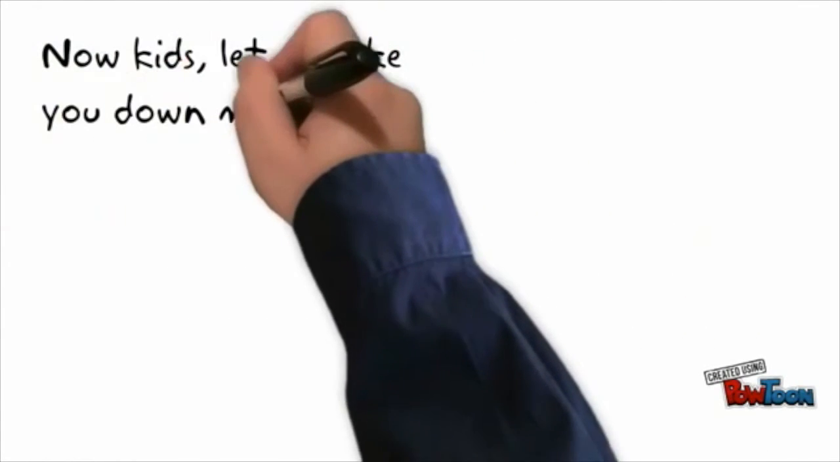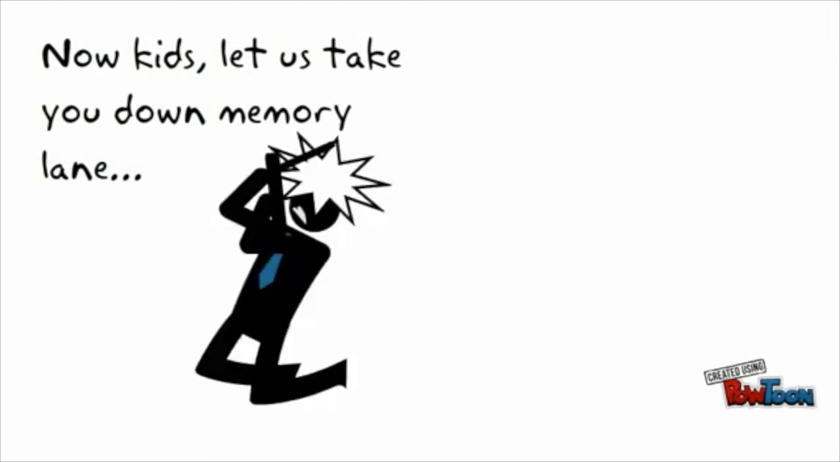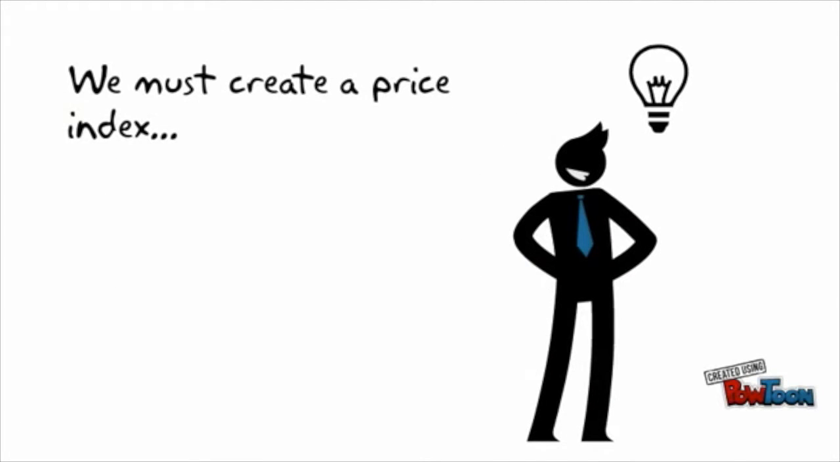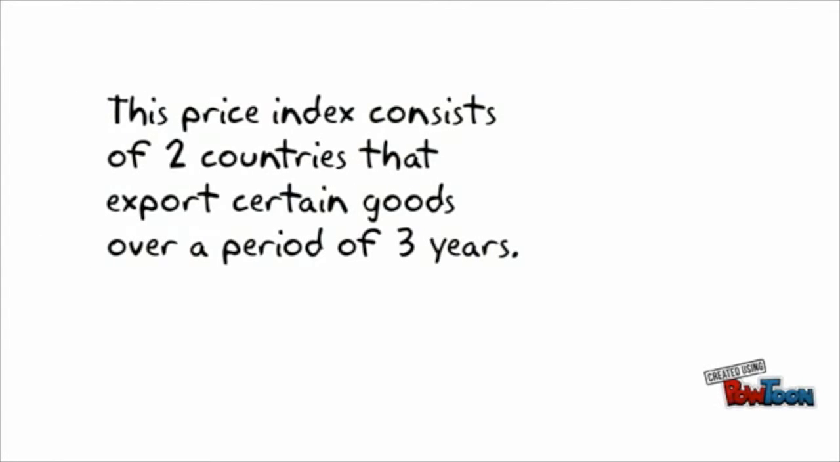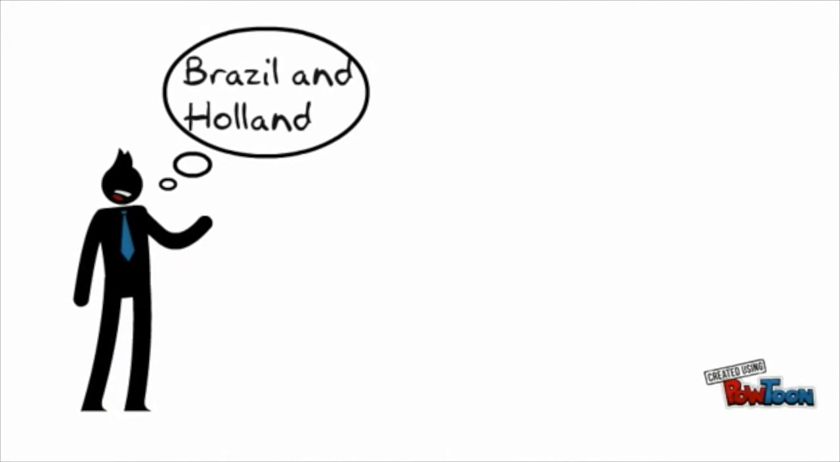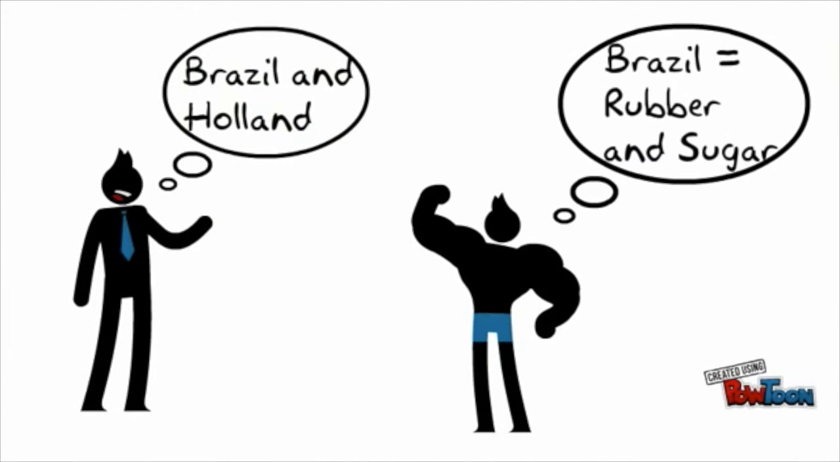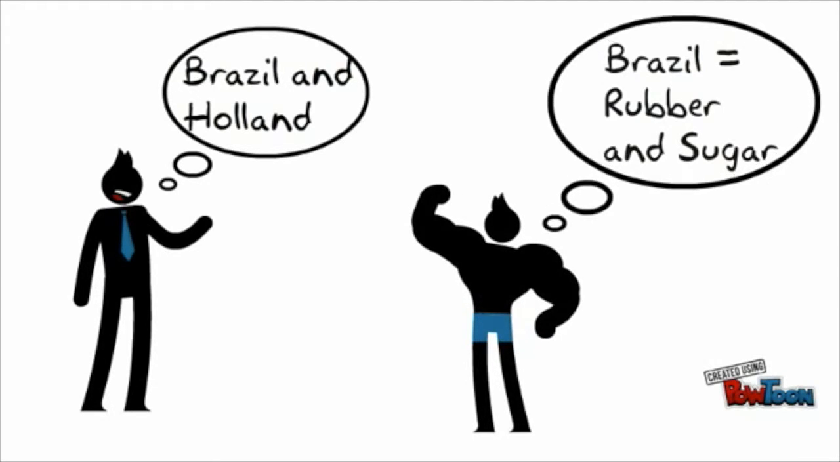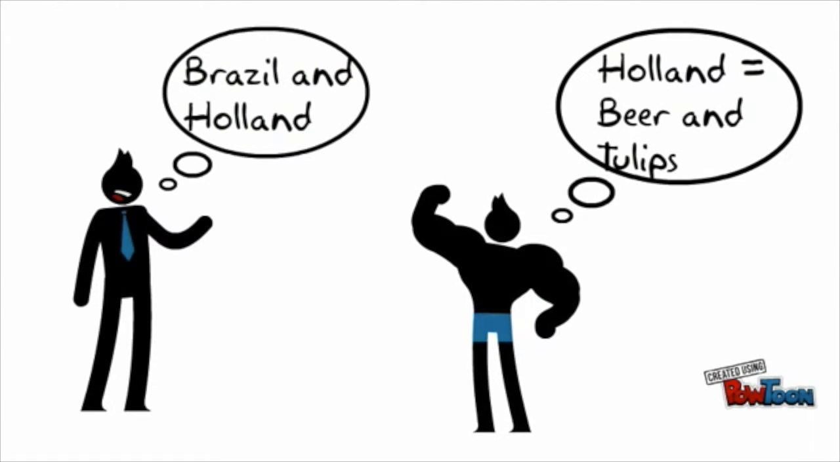Okay, so in order to calculate CPI, we must first take a trip down memory lane and create a price index. In our price index, we chose two countries that export certain goods over the span of 3 years. For example, we chose Brazil and Holland. In this price index, Brazil exports rubber and sugar, while Holland exports beer and tulips.